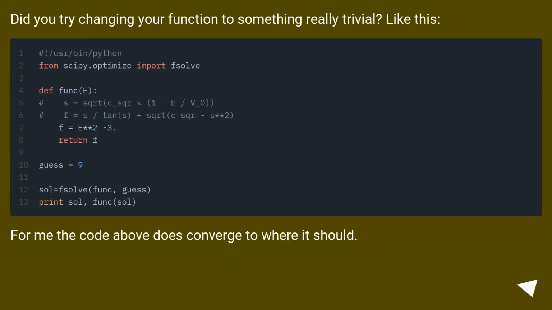Did you try changing your function to something really trivial? Like this. For me, the code above does converge to where it should.